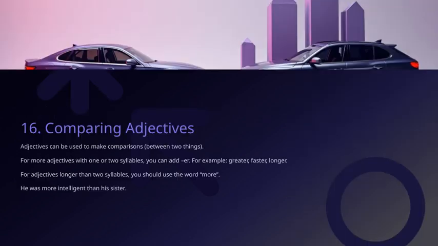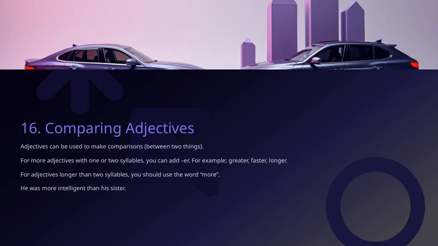Now let's talk about comparing adjectives. When we want to compare two things, adjectives are very useful. For adjectives that have one or two syllables, we add "er" at the end. For example, we can say greater, faster, or longer. These forms help us clearly show which thing has more of a certain quality.